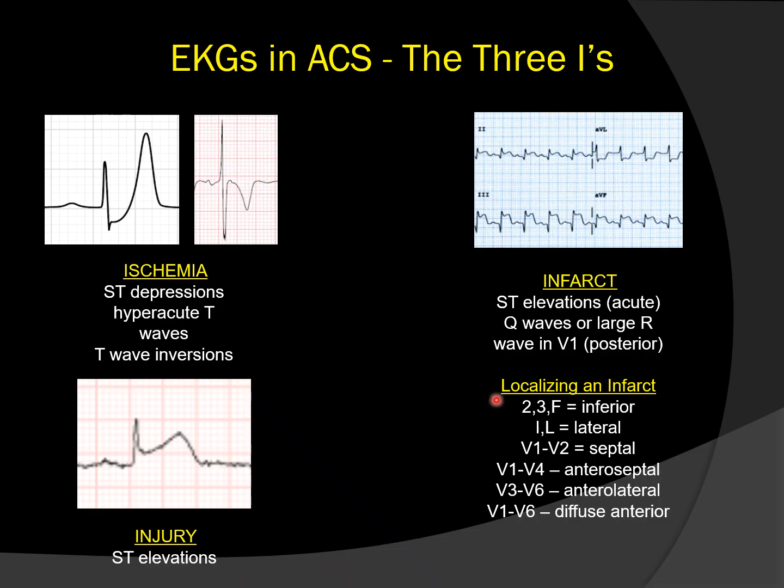So we can localize an infarct based on the distribution of these changes. If we see evolving changes in 2, 3, and aVF, that's in the area of the inferior wall. 1 and aVL is the lateral wall. V1, V2 is septum. V1 through V4 is the septum plus anterior, or the anteroseptal leads. V3 to V6 is anterolateral. And all of the precordial leads involved, V1 to V6, are diffuse anterior and may suggest a major problem such as an LAD occlusion or even a left main occlusion.